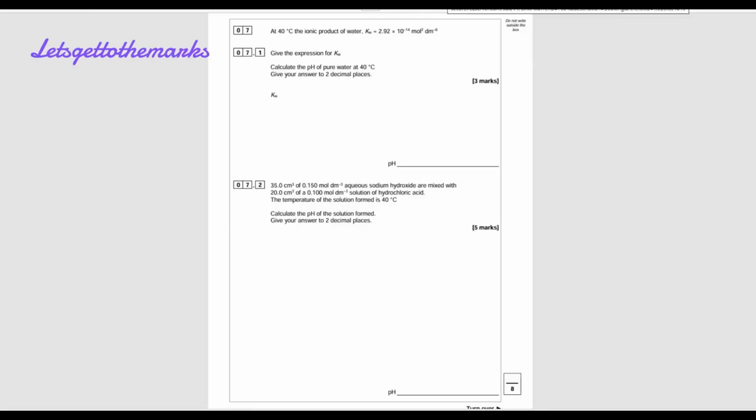Okay, welcome to Let's Get to the Marks. Going through a nice KW question for you. This is from the A-Level Chemistry AQA Paper 1 2024. Let's get into it. So, question 7. At 40 degrees, the ionic product of water KW is equal to 2.92 times 10 to the minus 14 mol squared dm to the minus 6. Give the expression for KW.